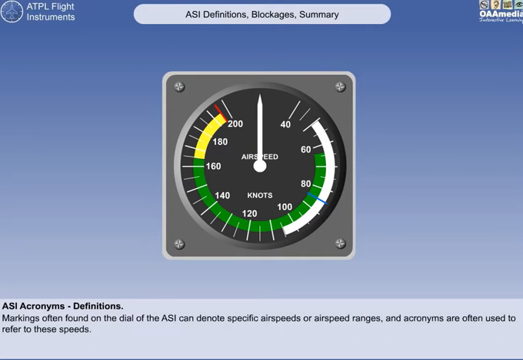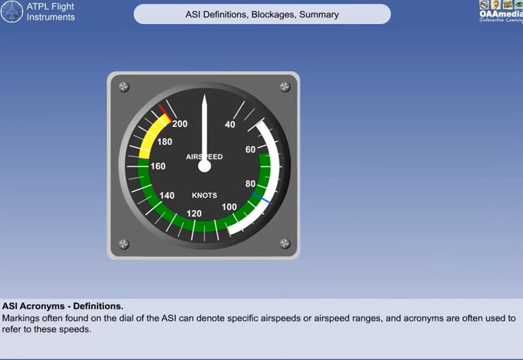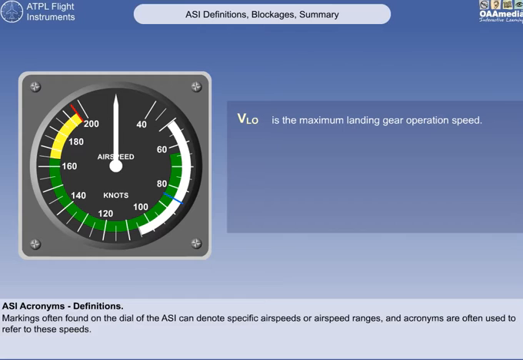We have seen now that markings often found on the dial of the ASI can denote specific airspeeds or airspeed ranges. And again, as we have seen, acronyms are often used to refer to these speeds. Other acronyms, which may be commonly used in connection with airspeed terminology, are listed on the screen, starting with VLO. This is the maximum landing gear operation speed. VLE. This is the maximum speed with the landing gear extended.